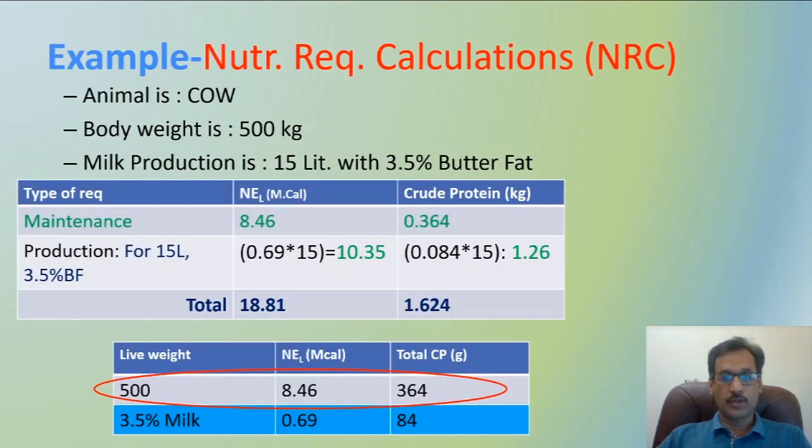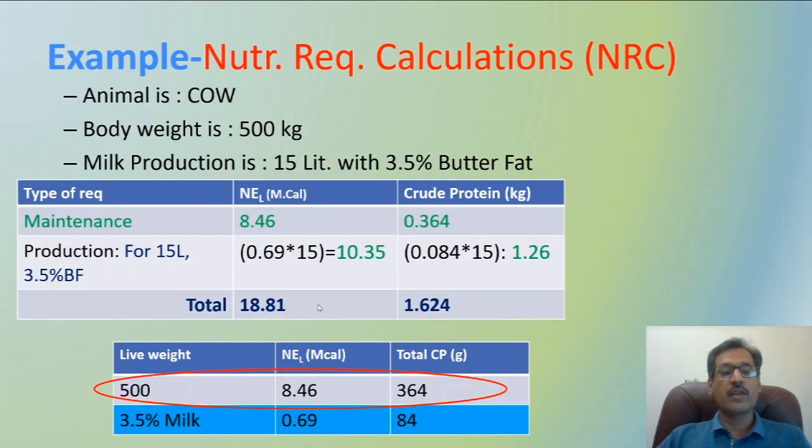So just to give you more idea, here is an example of a 500 kg body weight animal with 15 liter of milk production and 3.5% butter fat. I have taken the value directly from the table. For a 500 kg body weight animal, 8.46 and 0.364 are available from the table. And similarly for 15 liter of milk production with 3.5% butter fat, these values are available directly from the table. So you can put over the value and then multiply this 0.69 with the quantity of milk to get the total amount of energy required and then the total amount of protein required by the animal.